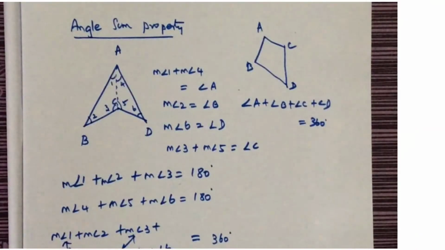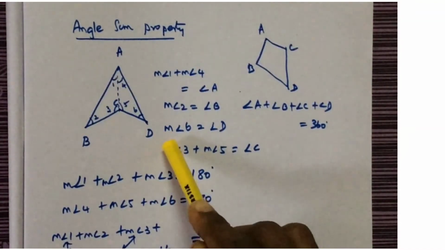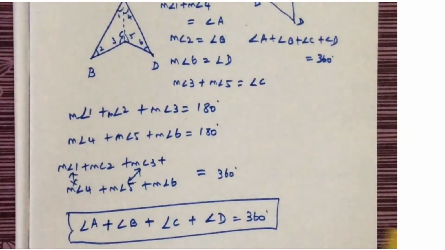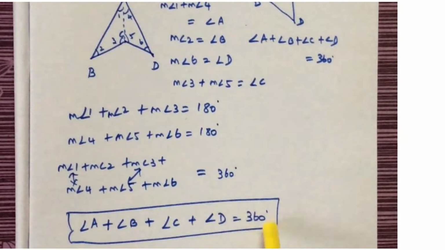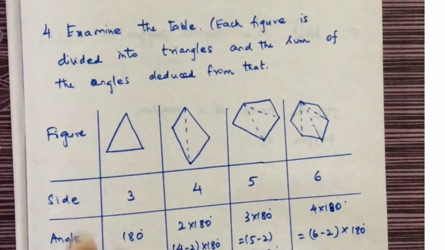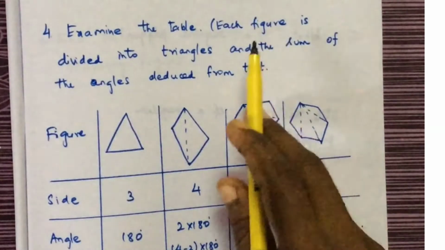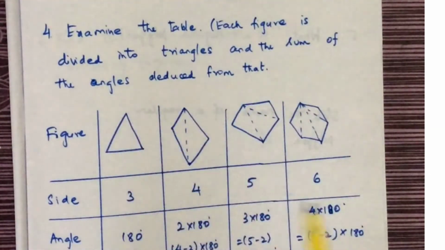Next question asked is, will this property hold if the quadrilateral is not convex? Here we have checked it for a concave quadrilateral, and the property holds for that. Even for a concave quadrilateral, the angle sum property holds. Okay, you can copy this. Next problem, examine the table. Each figure is divided into triangles and the sum of the angles deduced from that.